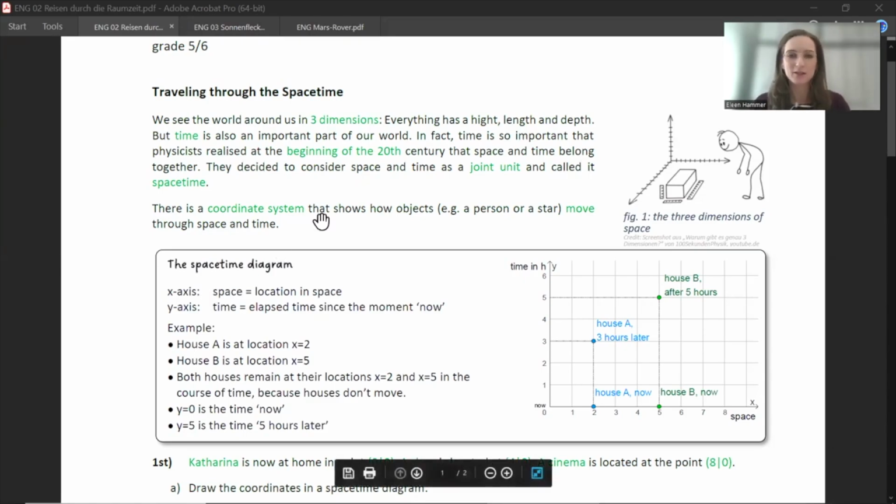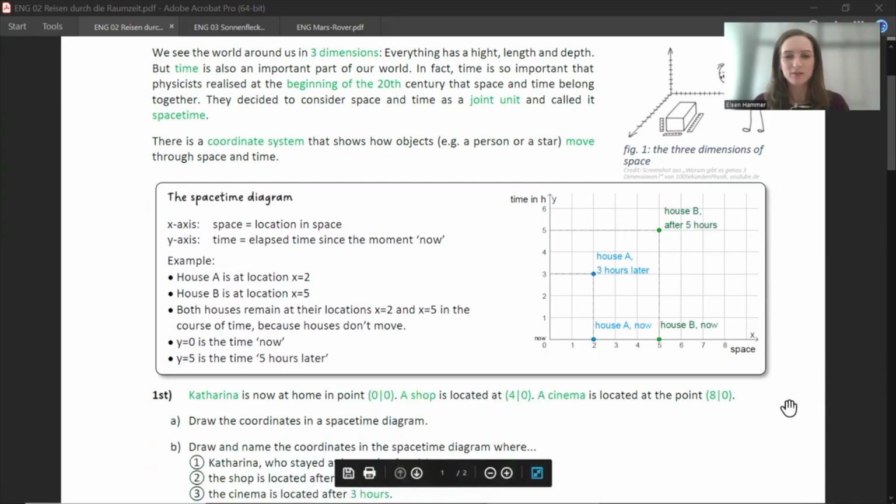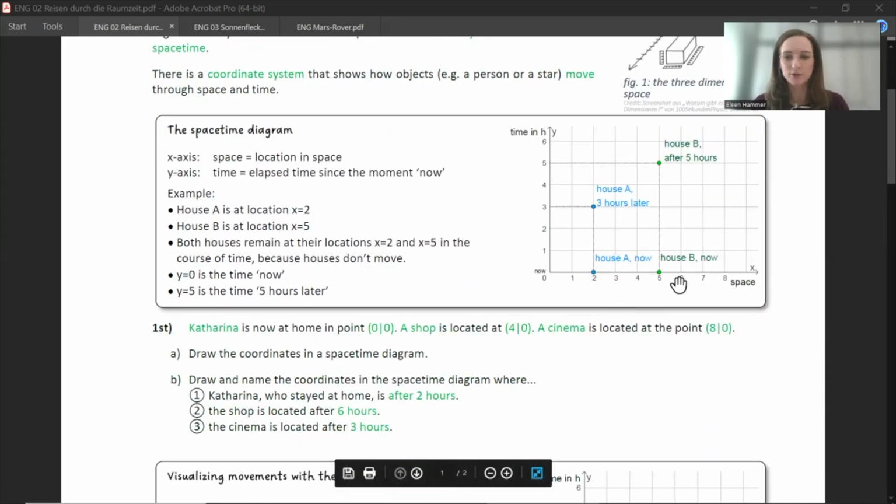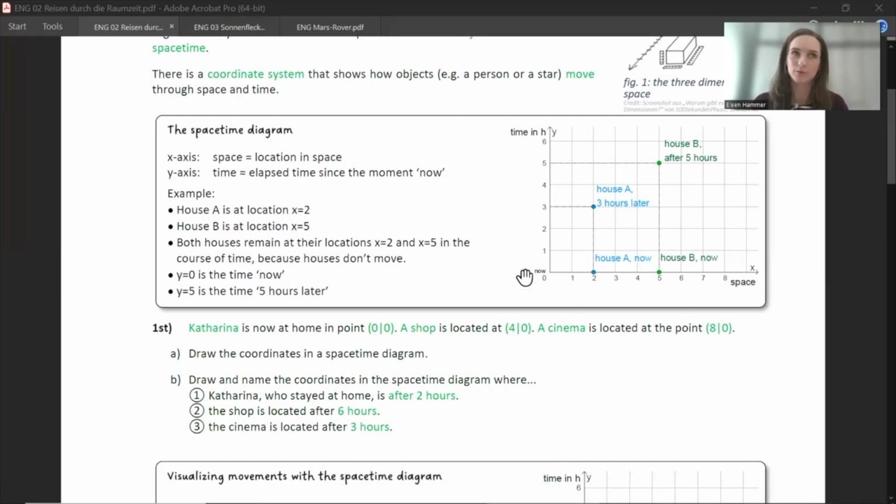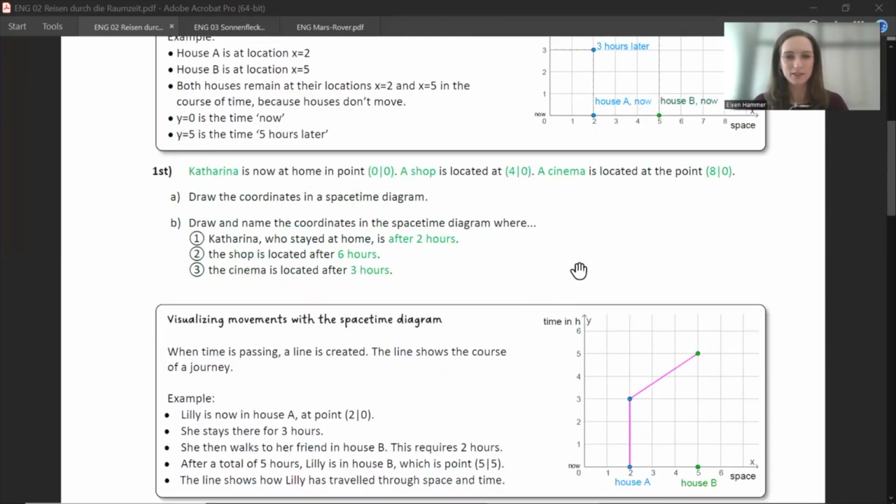So I decided in the introduction to only tell them that, you know, for physicists, space and time go together, they form a unit, and we have these cool coordinate systems that tell us how objects move in space and time. So nothing about relativity or Einstein. And then they have these boxes here that explain how to read the axis. So space shows us the location in space, and time is the time passed since the moment now. And we go from easy to more difficult. So we start with an easy exercise.